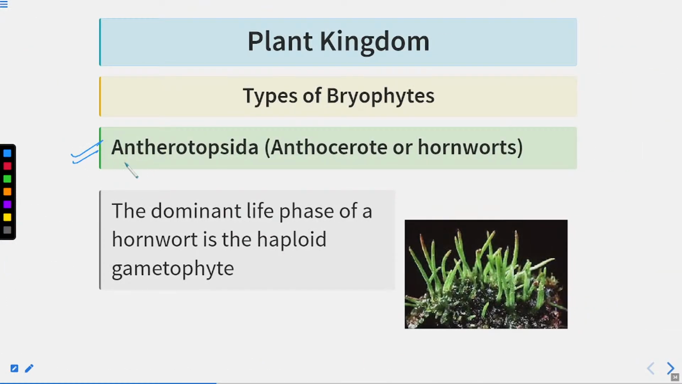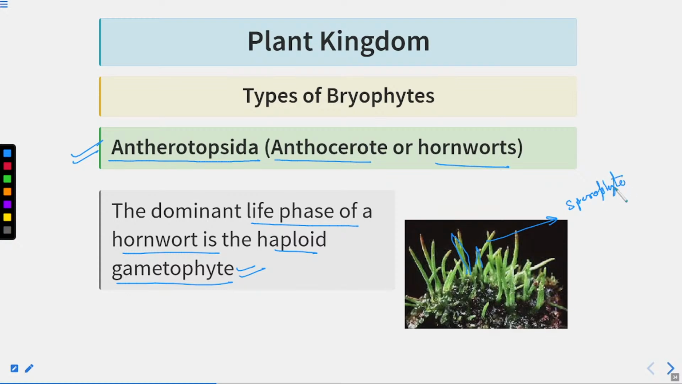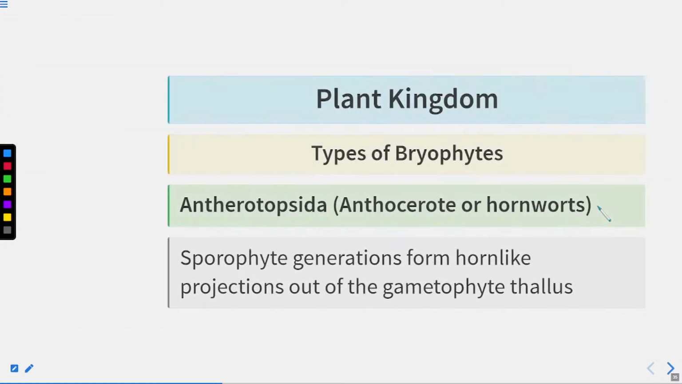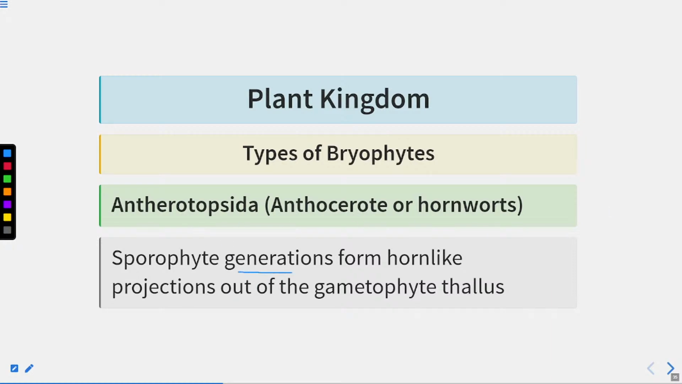Now the second class, Anthocerotopsida, also called Anthocerotes or hornworts. The dominant life phase of the hornwort is again the haploid gametophyte. So here you can see the horn-like structure. This is the sporophyte structure of the Anthocerotopsida. The sporophyte generation forms horn-like projections out of the gametophyte thallus. So again, it is attached to the gametophyte thallus and gives rise to a sporophytic structure that is shaped like a horn, and that is why it got its name, hornworts.